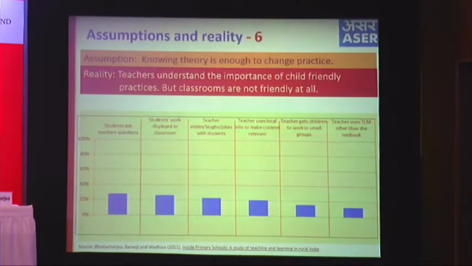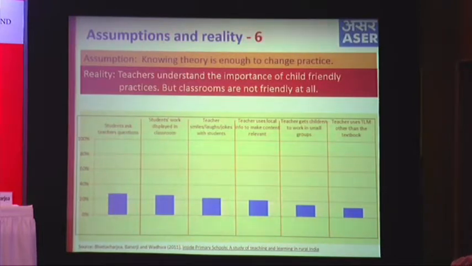The 2 indicators that were most rarely observed: teacher has children work in small groups. This almost didn't happen ever, as you can see from this bar. And teacher uses TLM, any TLM other than the textbook, anything at all. And you can see that that proportion is about 10% of these 1,700 classrooms. So part of the problem is not that teachers don't know.